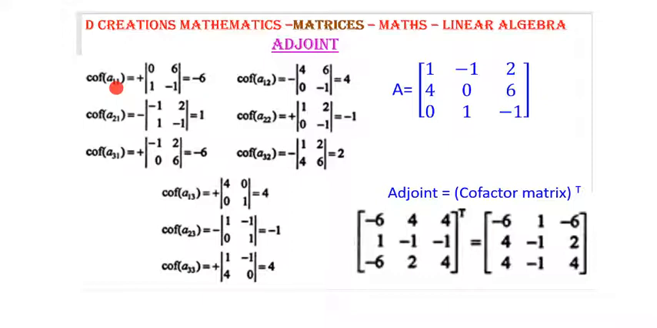All right, let's start with A11. Now this is A11, row 1, column 1. That means these elements need to be ignored and these elements need to be ignored as well. Entire first row and first column are ignored. So what are you left with? 0, 6, 1, minus 1. Can you see it here? 0, 6, 1, minus 1.